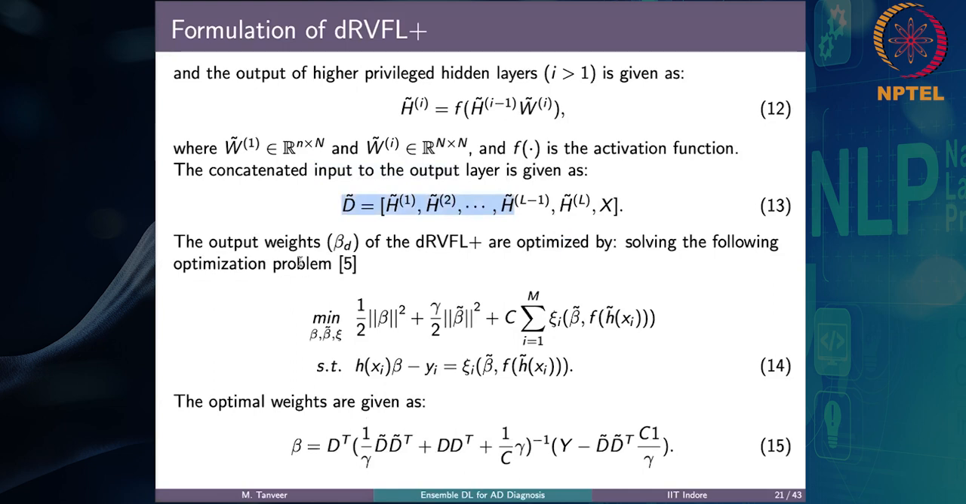And finally, the output weights of deep RVFL plus are optimized by solving the optimization problem of equation 14, where we minimize half norm of beta square plus sigma by 2 norm of beta tilde square plus C summation of xi_i, beta tilde, comma f(h tilde), xi, subject to the equality constraints, and the optimal weights can be calculated as in equation 50.